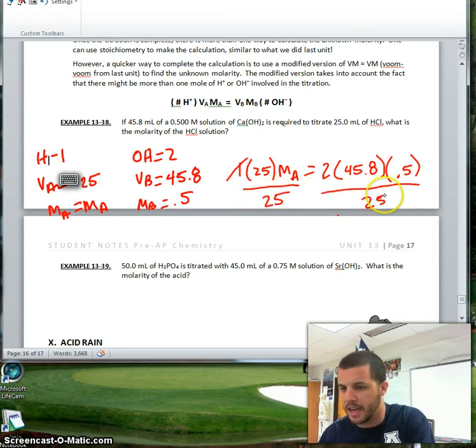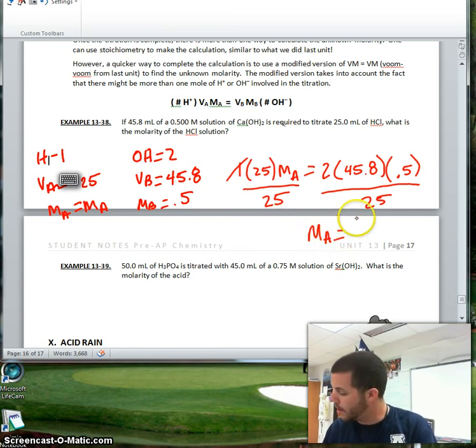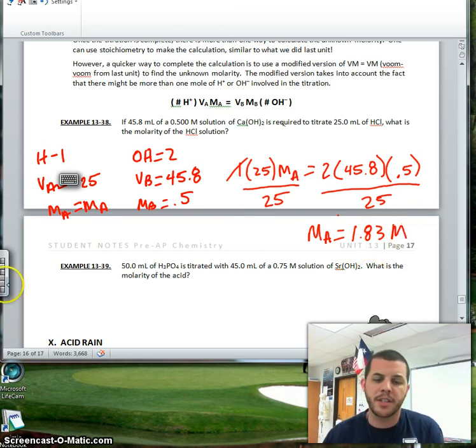And so now I can type this into my calculator to get my final answer. So I'm going to do 2 times 45.8 times 0.5 and hit enter. And then I'm going to divide that by 25. And I get for my answer that the molarity of my acid equals 1.83 because of sig figs. 1.83 molar. So go ahead and try example 13-39 on your own. And I think that you should be able to handle titrations. Thanks.